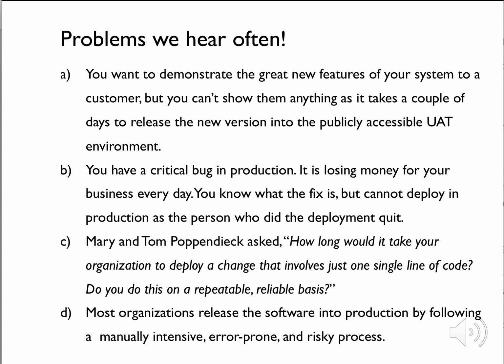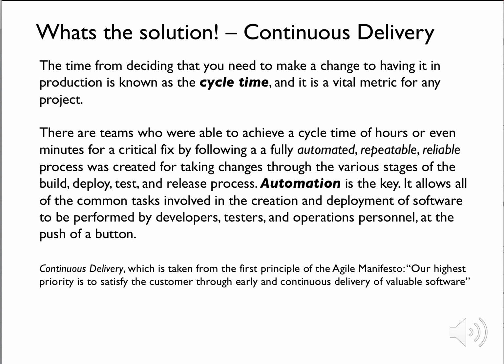And most of these problems we hear because of the manual intensive, error prone, risky process that we all follow. And believe me, continuous delivery is the solution to avoid such problems. Try to measure the cycle time in your organization. Cycle time is nothing but the time from deciding that you need to make a change to having it in production. Try to measure it in your project and see how much time it takes to actually realize it in production.